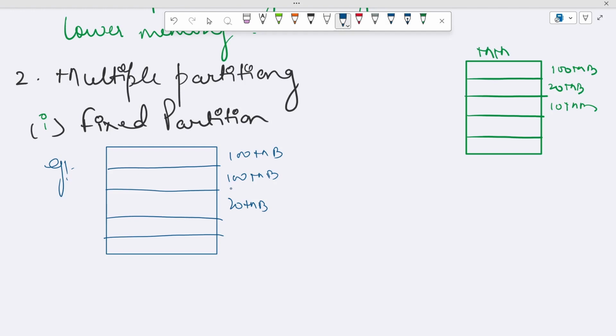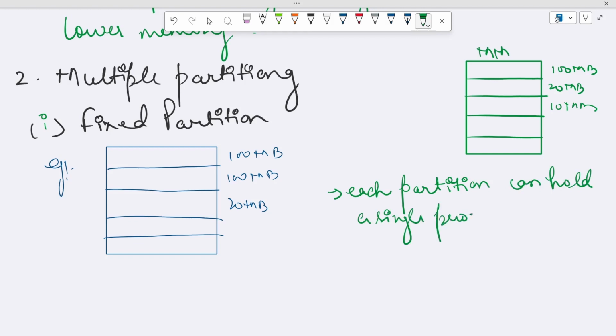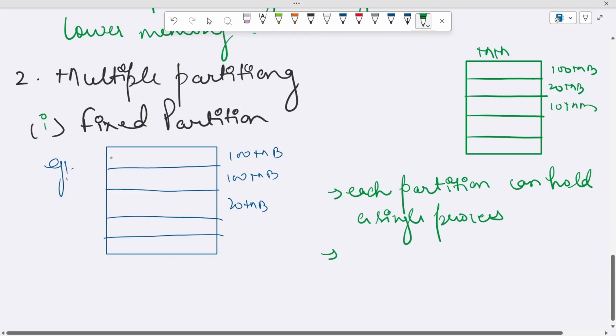Each partition can hold a single process. This is a very important point. Each partition can hold only a single process. Let's say P1 is a process, so P1 will reside completely in the first block. This is the meaning of a fixed partition.